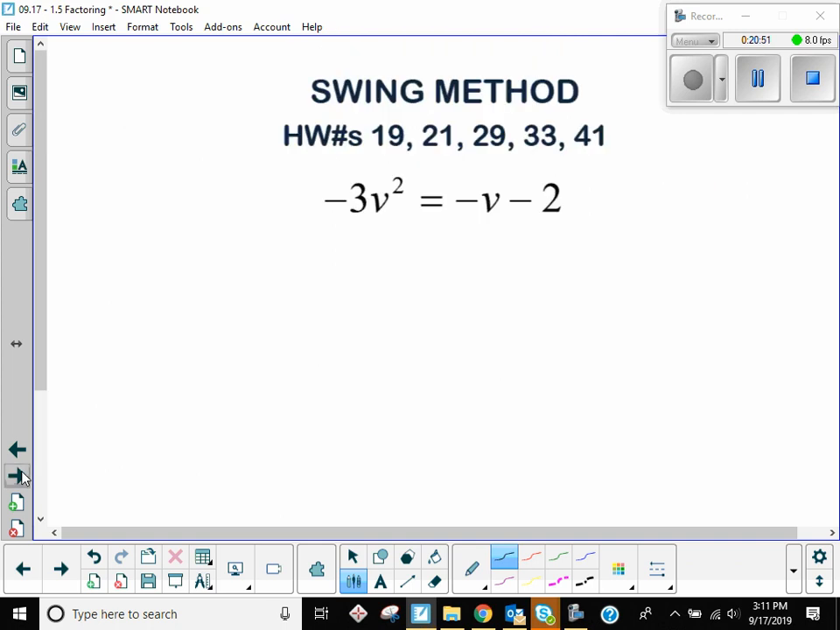Okay, here's one where that red step where I divided, the a is going to be different than 1, but it starts the same. You have to get it equal to 0, so please do that.